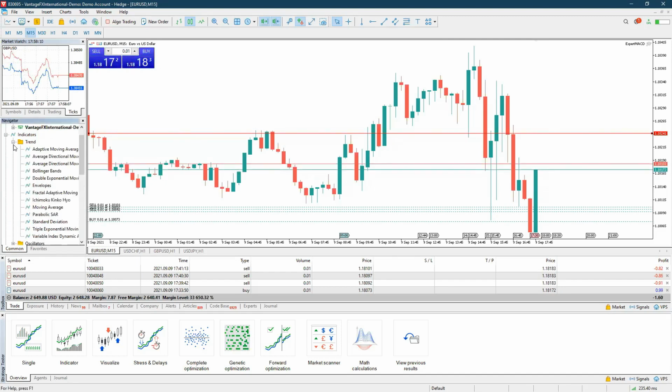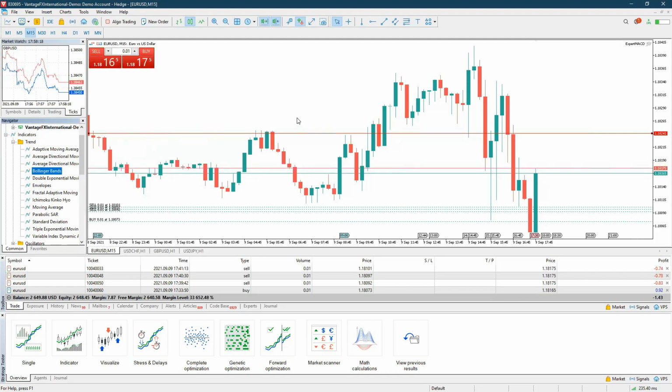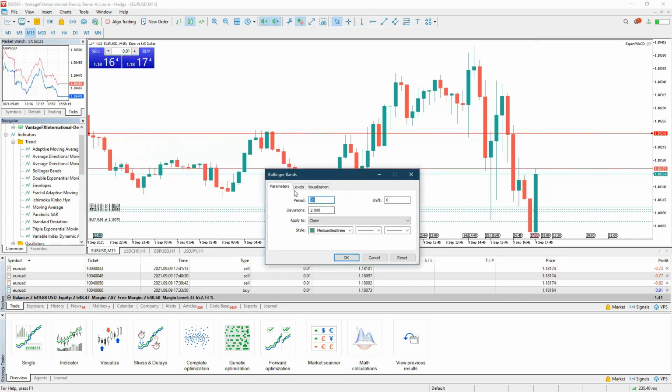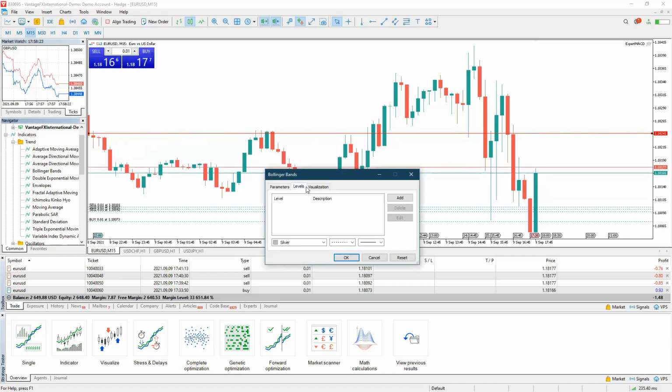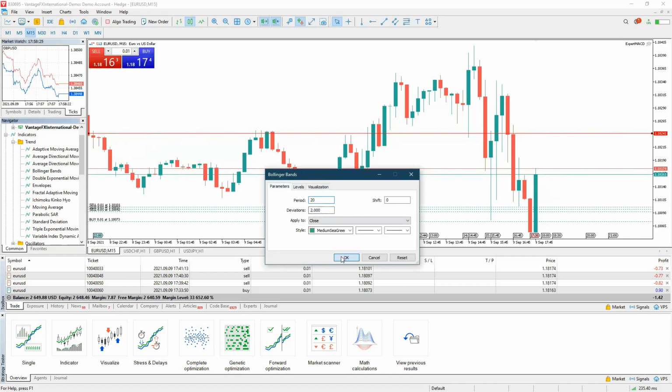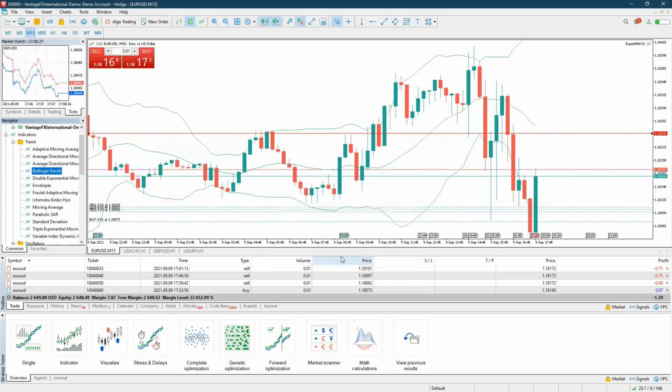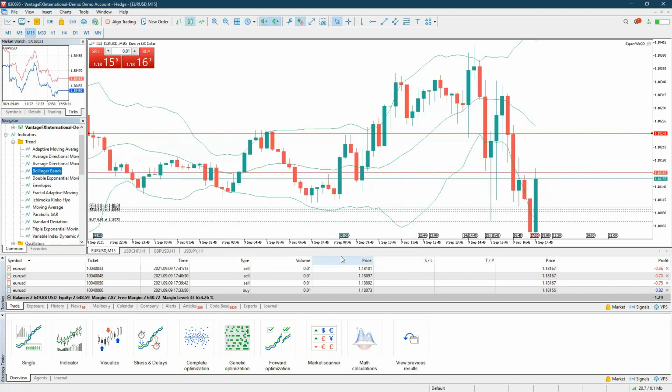Some of these indicators you may not see on your mobile terminal. If you have an indicator, you just drag and drop it on your chart again. If you have to tick any of the levels, you do so and click OK, and the indicator appears on your chart. You can have as many indicators as you want on your charts, which is why some charts look very messy.